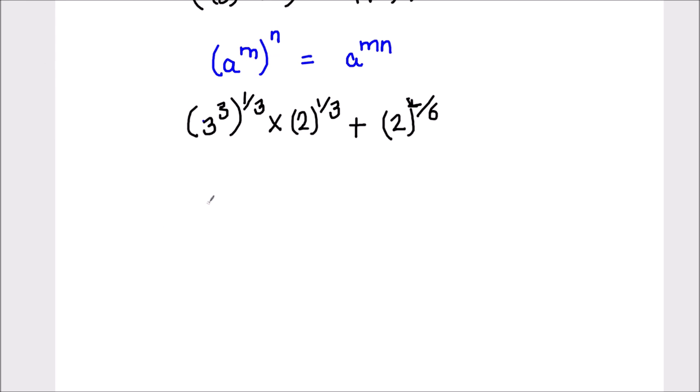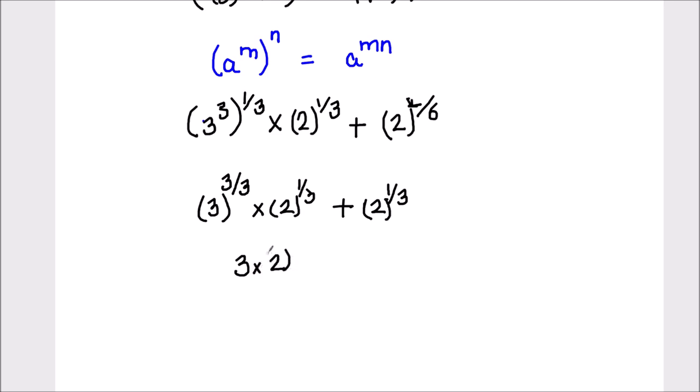So we'll solve it further. So this is going to be 3 raised to power 3 by 3 times 2 raised to power 1 by 3 plus 2 raised to power 1 by 3. Now this term, 3 raised to power 3 by 3, will be 3, times 2 raised to power 1 by 3 plus 2 raised to power 1 by 3.